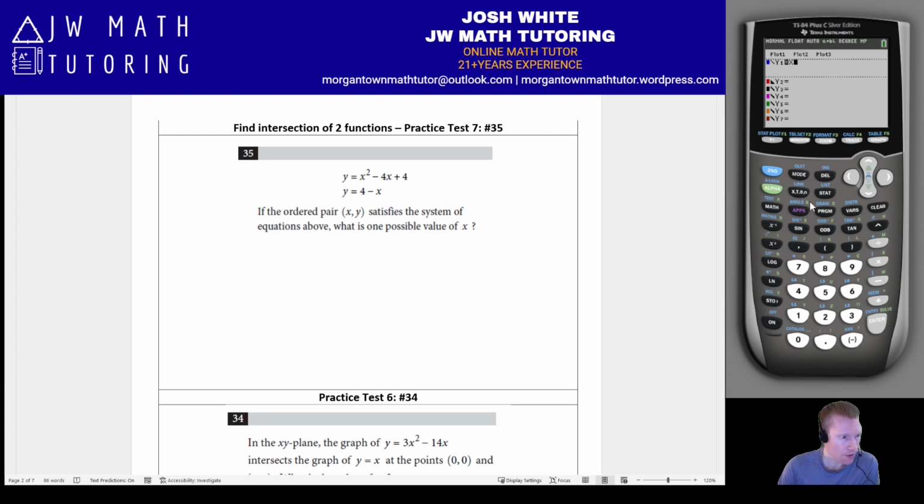So all we have to do is just graph out both of these equations. One, again, is a quadratic function, or a parabola. The other is going to be a line, 4 minus x, and let me just make sure that this draws a line and not an inequality. Okay, so now we can go ahead and graph those functions out.